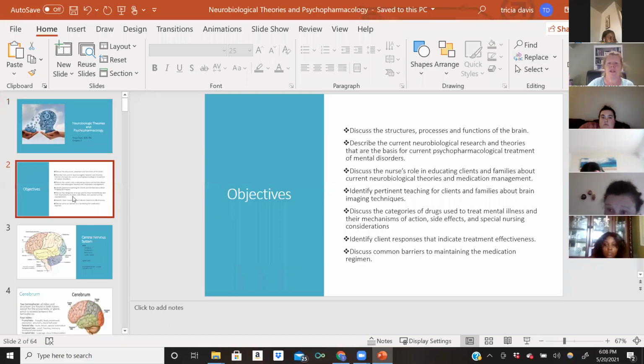All right, so tonight's objectives, we're going to discuss the structures, processes, and functions of the brain, describe the current neurobiological research and theories that are the basis for current psychopharmacological treatment of mental disorders, discuss the nurse's role in educating clients and families about current neurobiological theories and medication management, identify pertinent teaching for clients and families about brain imaging techniques, discuss the categories of drugs used to treat mental illness and their mechanism of action, potential side effects, and special nursing considerations, identify client responses that indicate treatment effectiveness, and then discuss common barriers to maintaining the medication regimen.